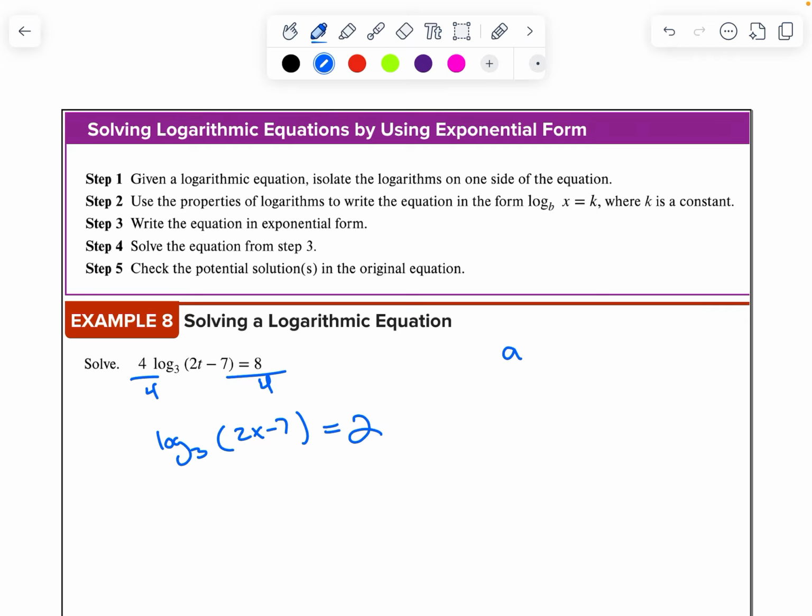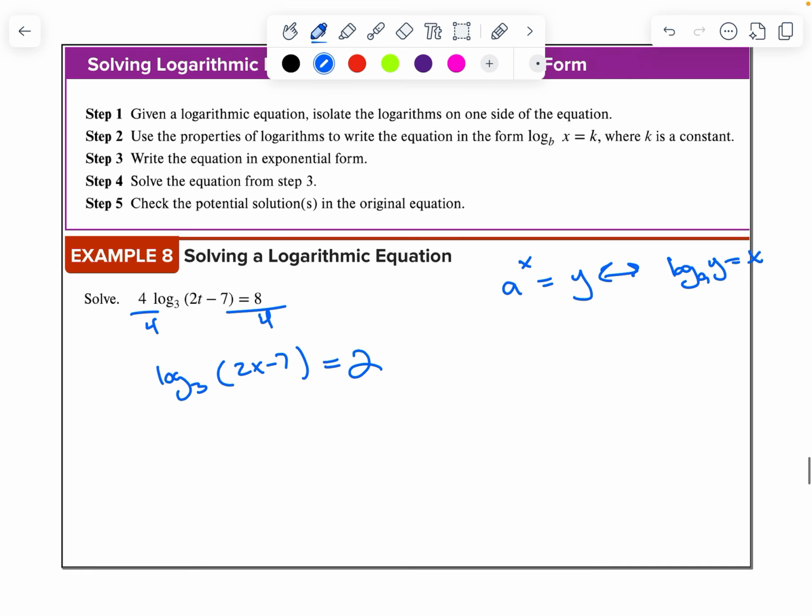I'm just going to go this way, to the left, right? I have something written as a logarithm. If I want to write this as an exponent, I would have 3 to the 2 equals 2x minus 7. 3 to the 2, I know that's 9. I can add 7. I can divide by 2 and get x equals 8.